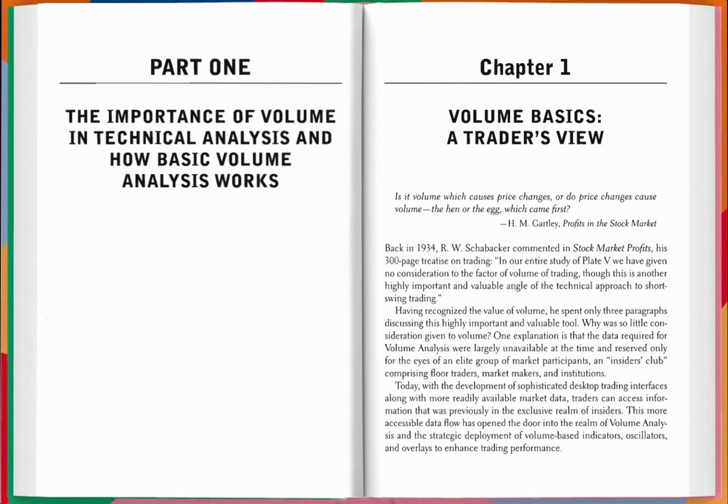Back in 1934, R.W. Schabacker commented in Stock Market Profits, his 300-page treatise on trading: In our entire study of Plate V, we have given no consideration to the factor of volume of trading, though this is another highly important and valuable angle of the technical approach to short swing trading. Having recognized the value of volume, he spent only 3 paragraphs discussing this highly important and valuable tool. Why was so little consideration given to volume?